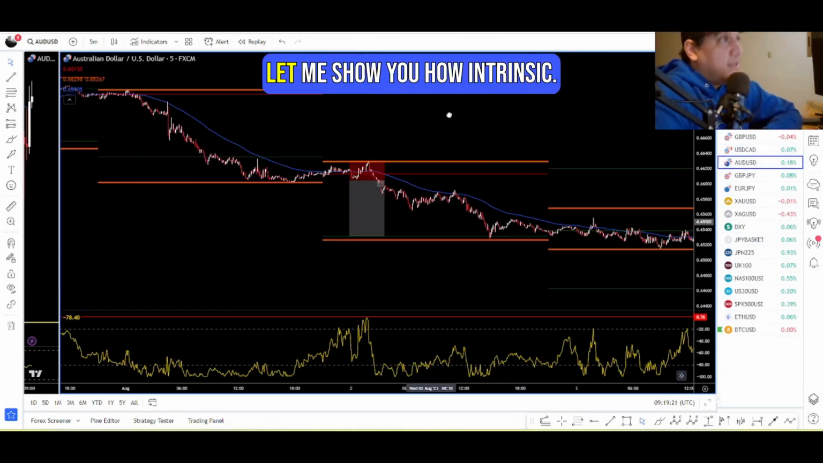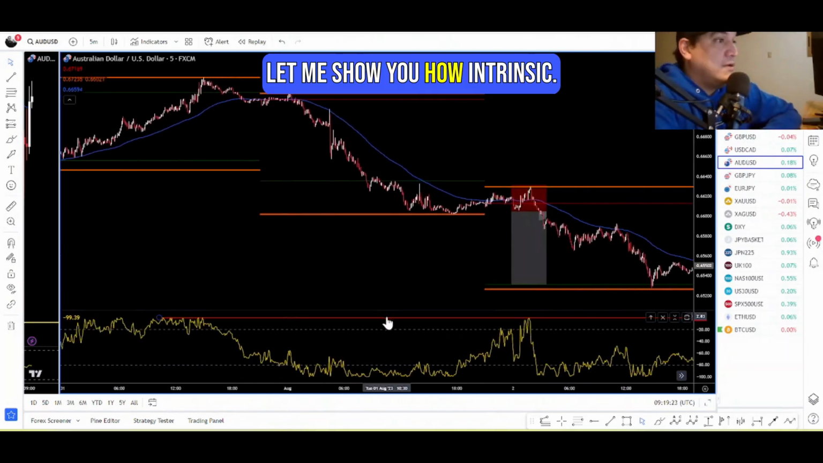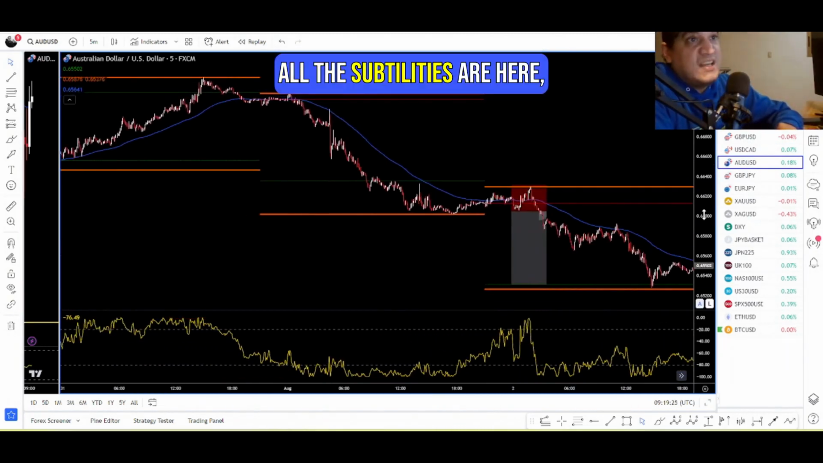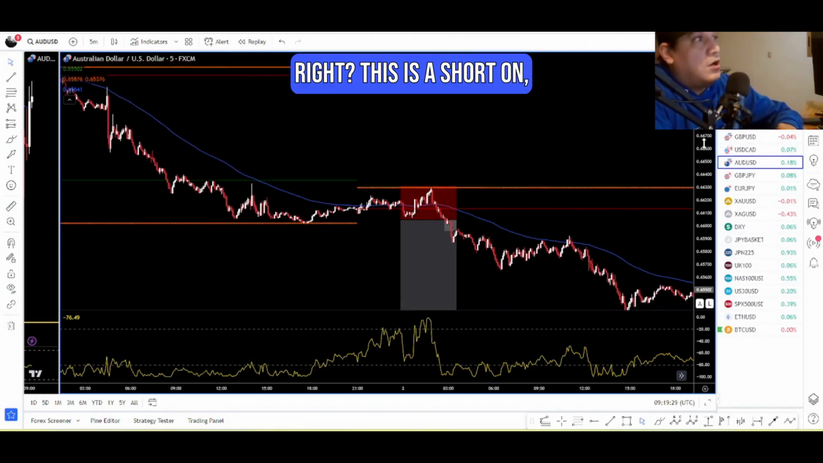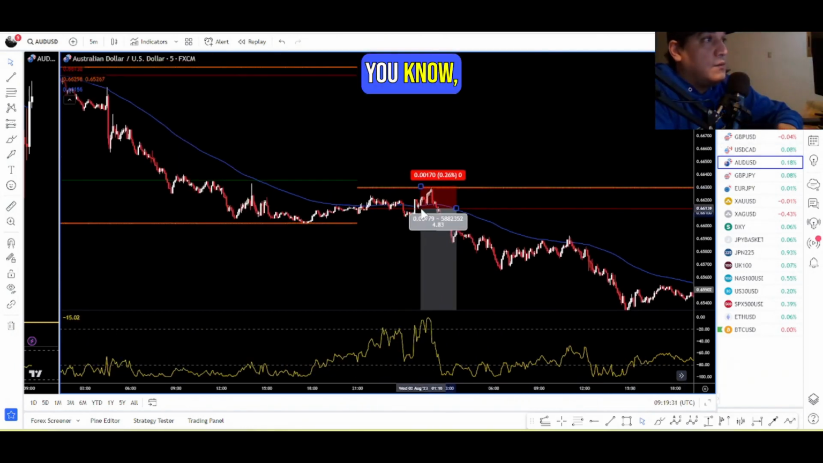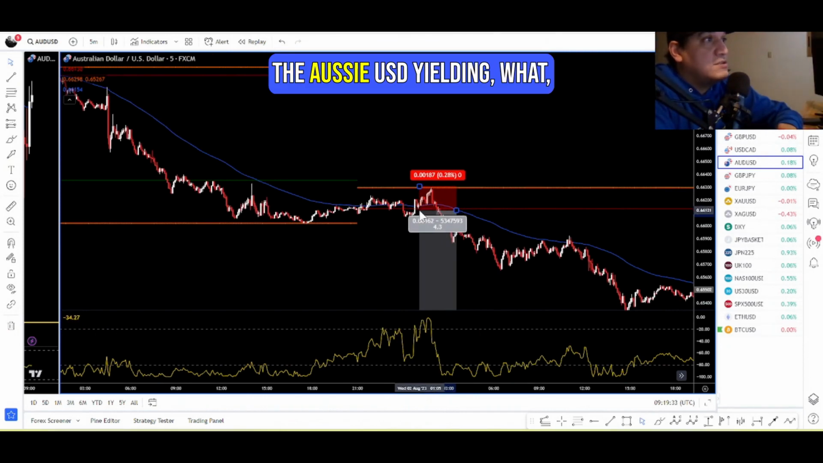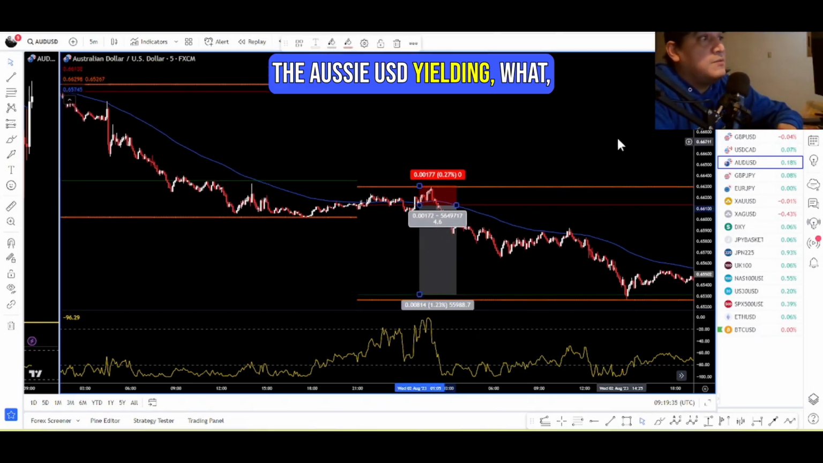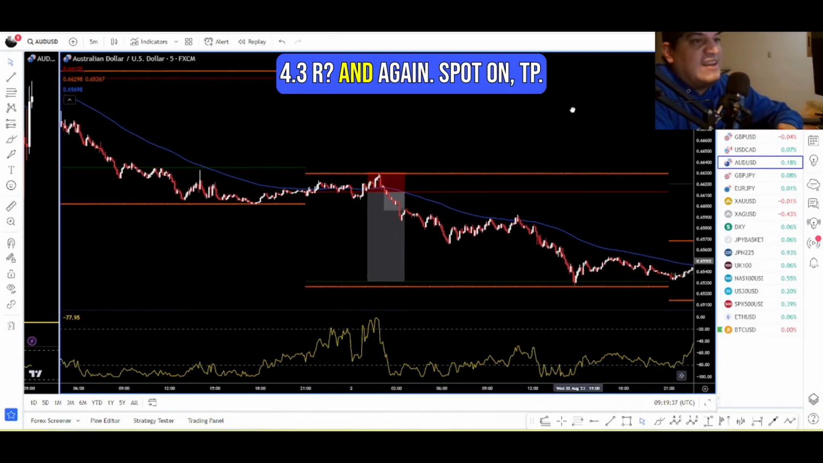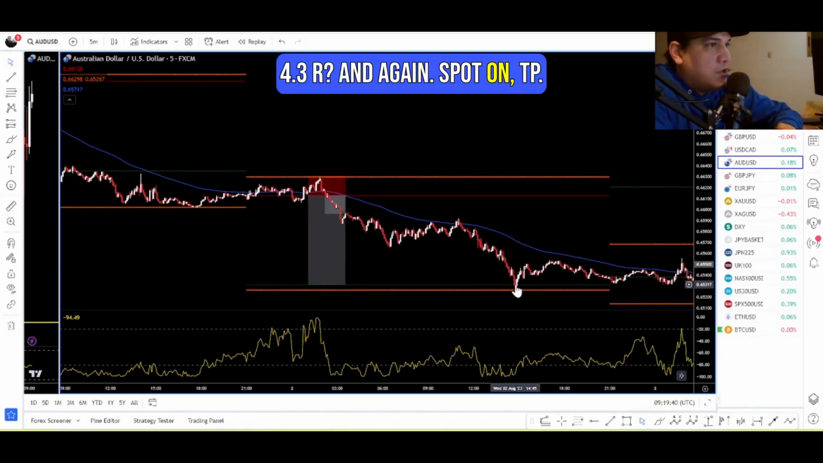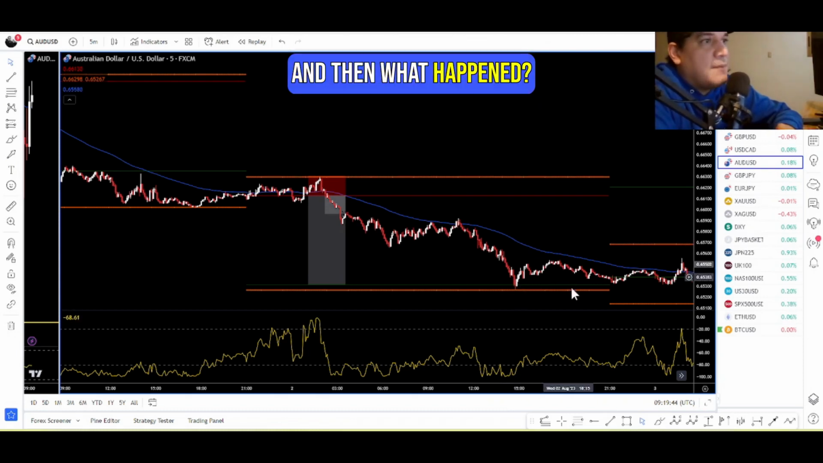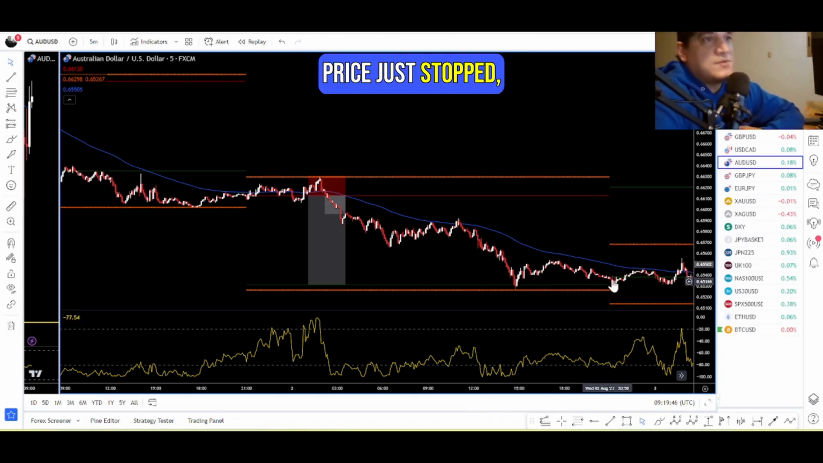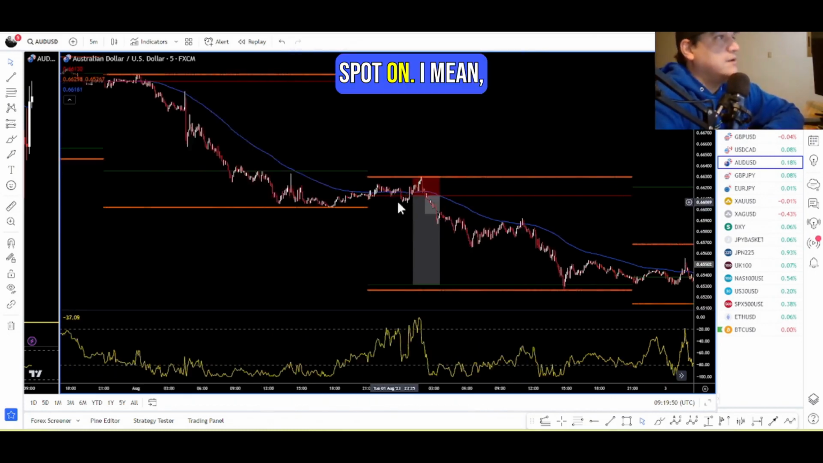Now, let me show you how intricate the subtleties are here, right? This is a short on the Aussie USD, yielding 4.3R. And again, spot on TP, guys. And then what happened? Price just stopped trading to the downside. Spot on.